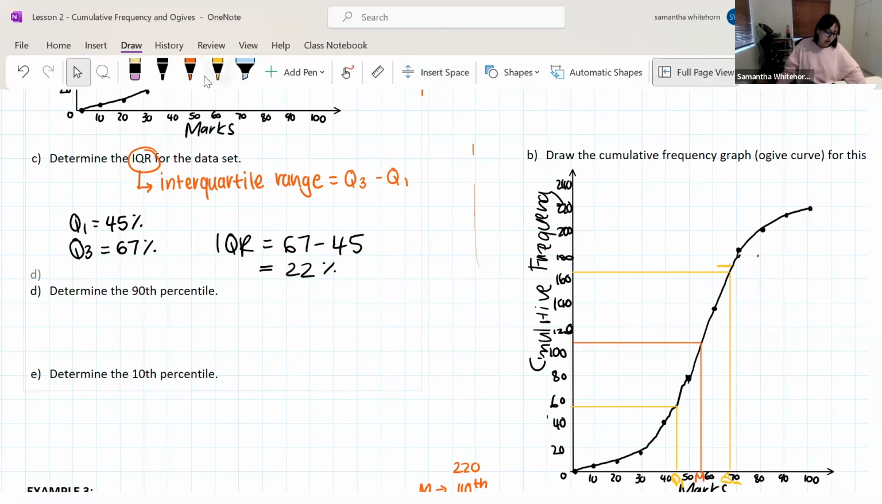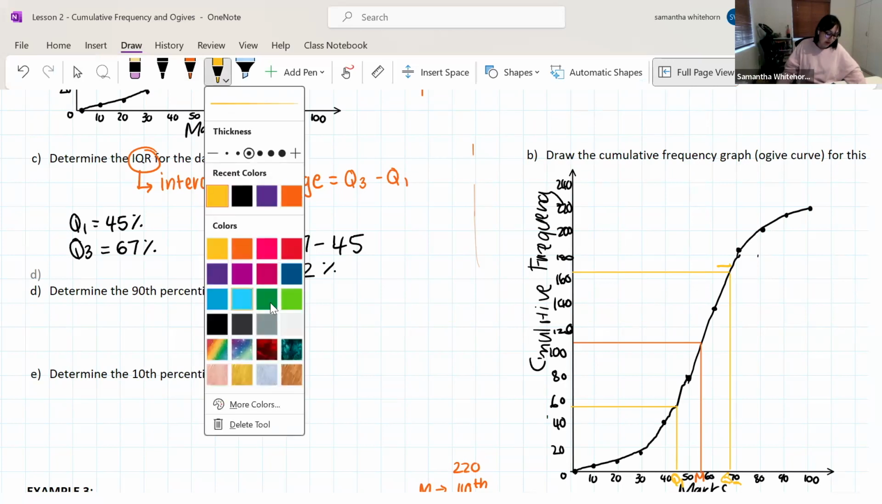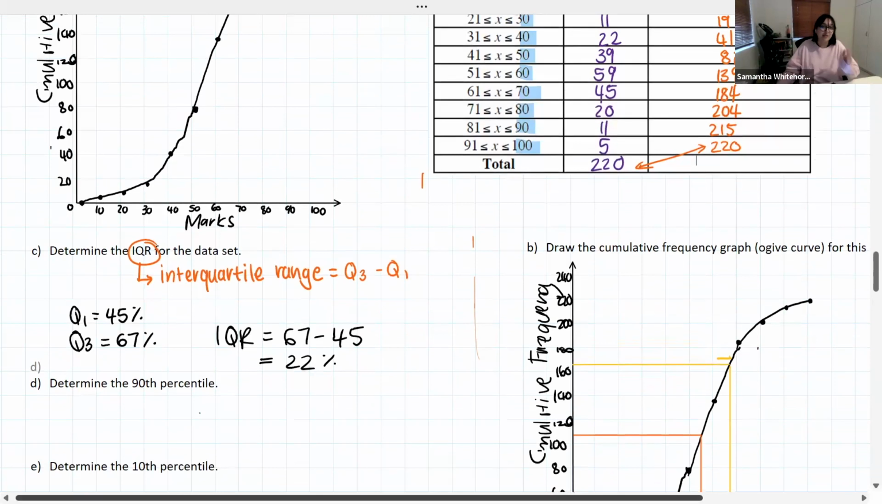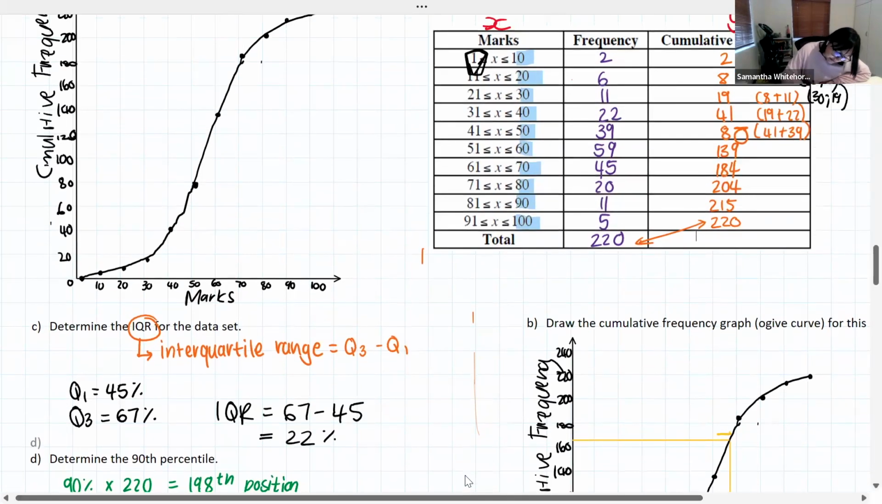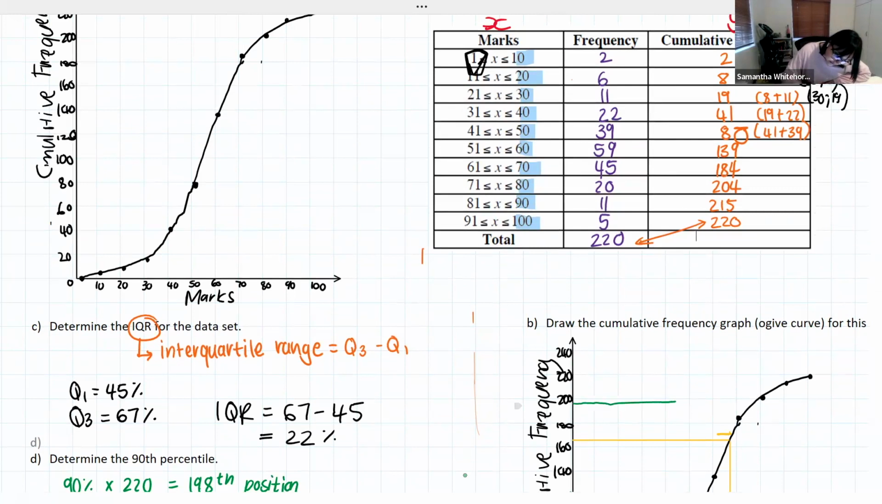So when we've been asked to determine the 90th percentile, we need to figure out where the 90% would fall. So what position? We want to work out 90% of 220. 90% of 220 gives us 198. So the 198th position will give us the 90th percentile. So we go to 198 on my cumulative frequency. That would be about there. We draw our line. There it is.